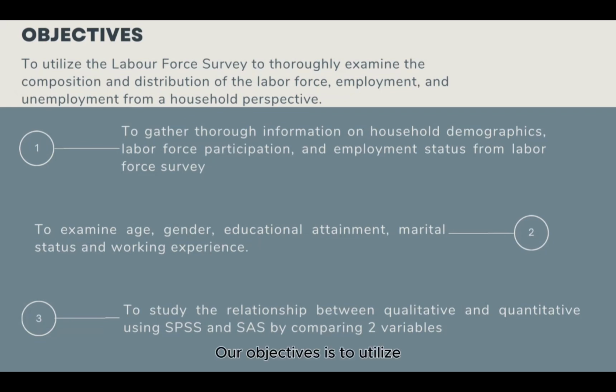Our objective is to utilize the labor force survey to thoroughly examine the composition and distribution of the labor force, employment and unemployment from a household perspective. First, we need to gather thorough information on household demographics, labor force participation, and employment status from the labor force survey. Second, we need to examine age, gender, educational attainment, marital status, and working experience. And lastly, we need to study the relationship between qualitative and quantitative variables using SPSS and SAS by comparing two variables.